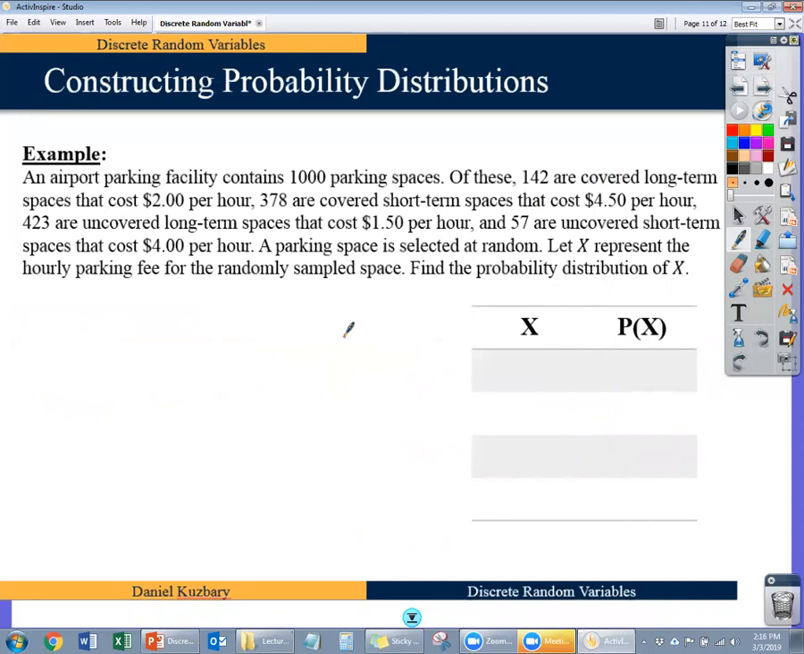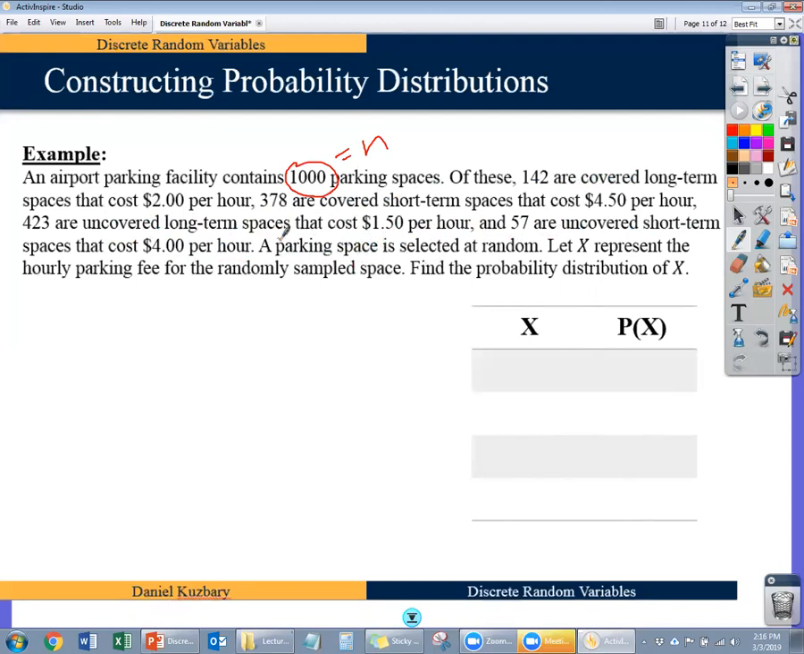This is an example where we don't have the distribution, but we do have some information that's going to help us find one. So what we have are 1,000 parking spaces. I'm going to identify this as the total number of things we have. Of these, 142 are long-term parking that costs $2 per hour. 378 are short-term that costs $4.50 per hour. 423 are uncovered long-term. So I guess these are covered long-term. I missed that. Those are covered short-term. These are uncovered long-term that cost $1.50 per hour, and uncovered short-term that costs $4 per hour.